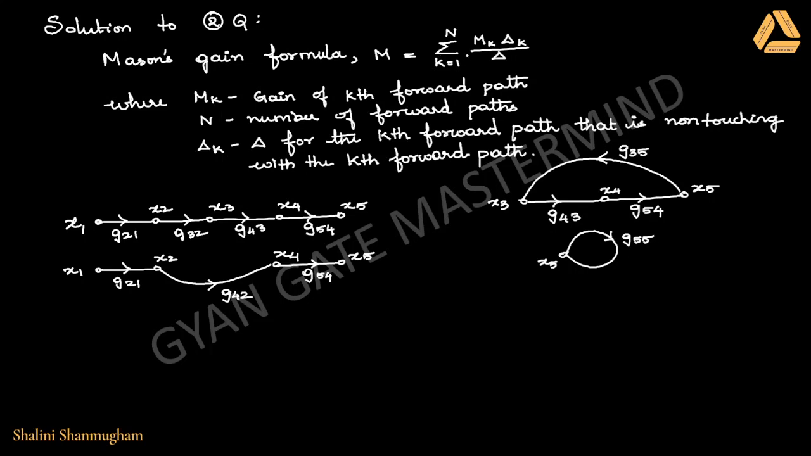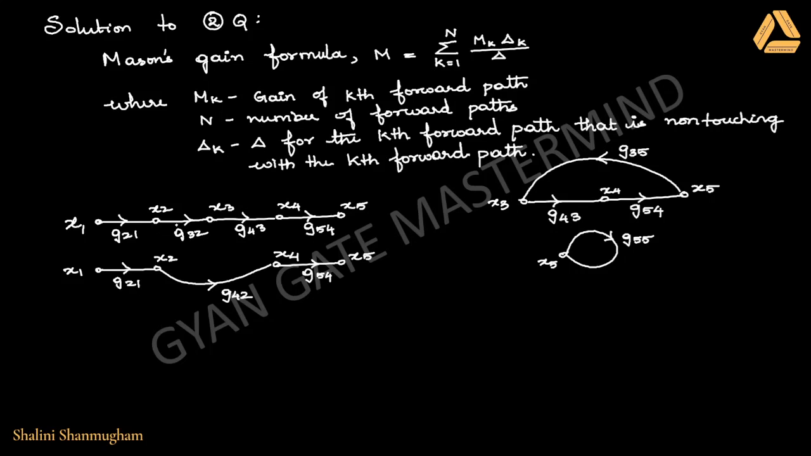adding all the, that is summation over the product of the forward path gain and determinant of that forward path gain divided by the determinant. Where MK is the forward gain of the kth forward path. So we have to determine how many forward paths and compute this formula. And also del K is given by the determinant for that kth forward path. I'll explain you in very simple manner.